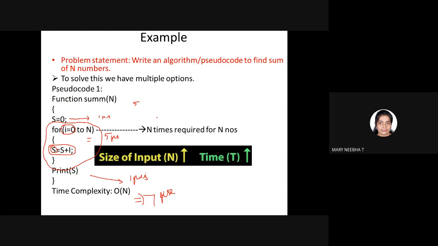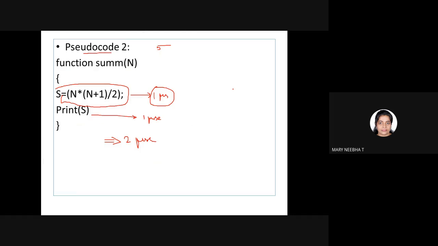If I want to add 50 numbers, how many microseconds will it take here, in the first pseudocode? If I want to add the sum of 50 natural numbers, how many microseconds will it take? 52, ma'am. 52. Very good. For 50, it takes 52 microseconds. But see this logic. If I want to add 50 numbers, how much will it take?